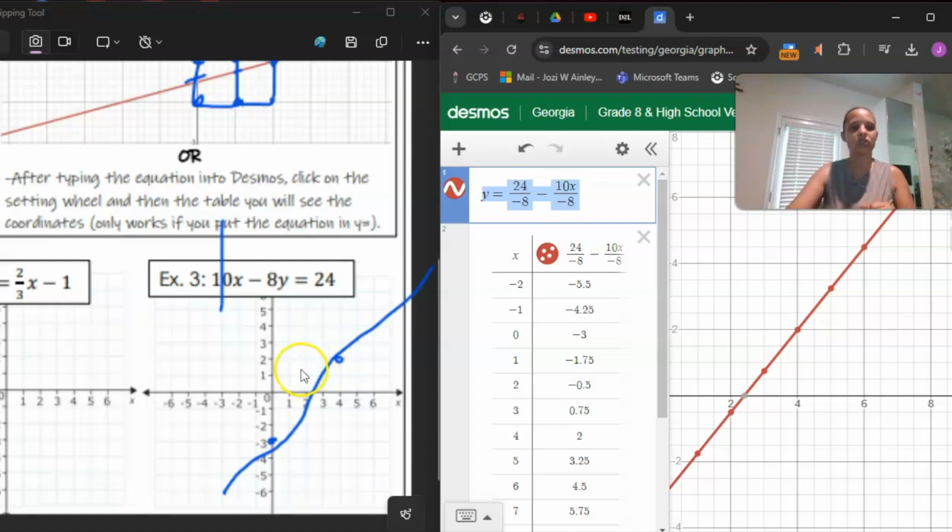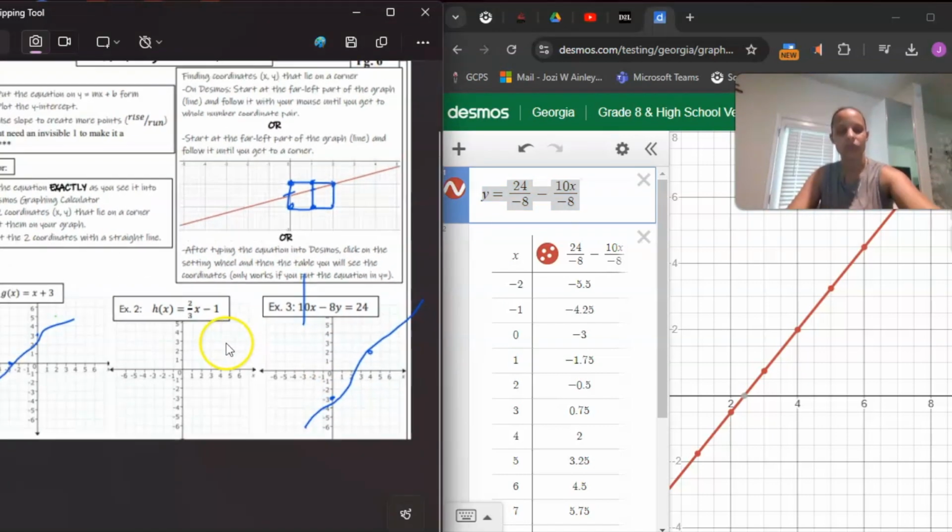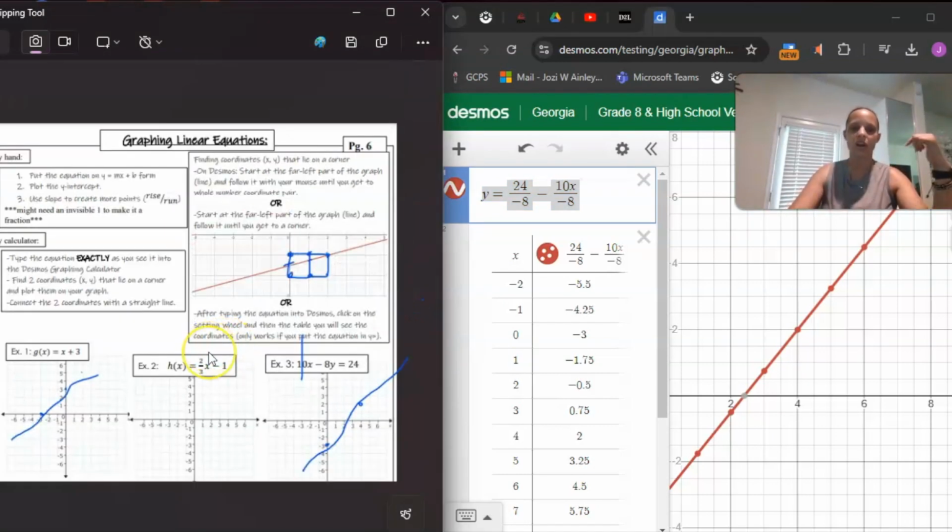All right, so what you're going to do now is you are now going to finish the rest of the examples. So example 4, 5, and 6. Let's practice.